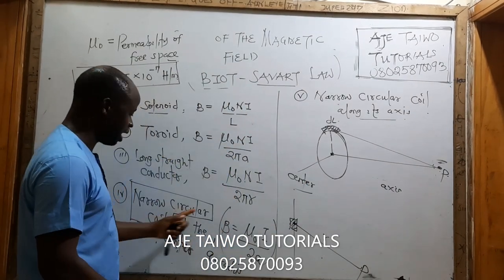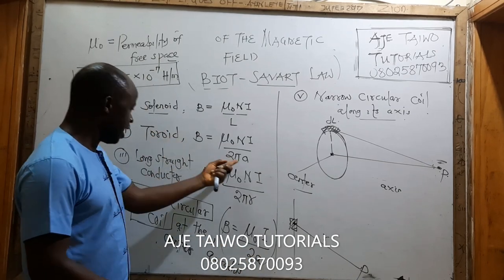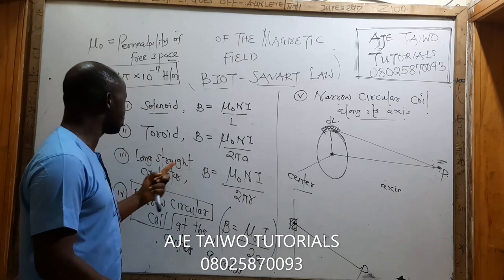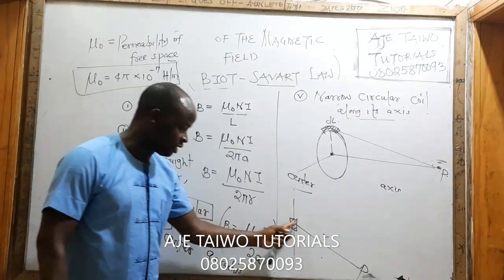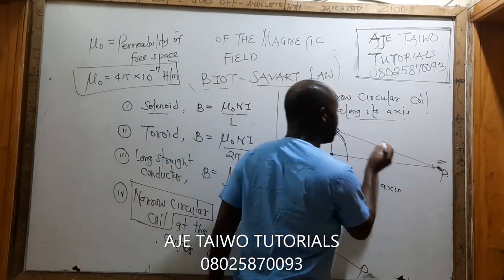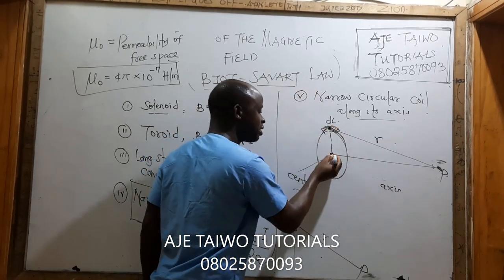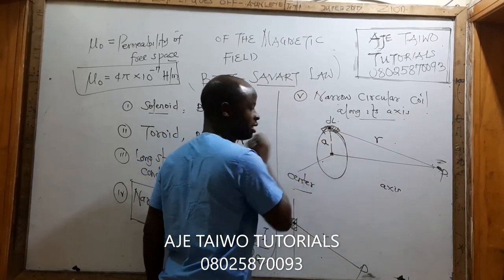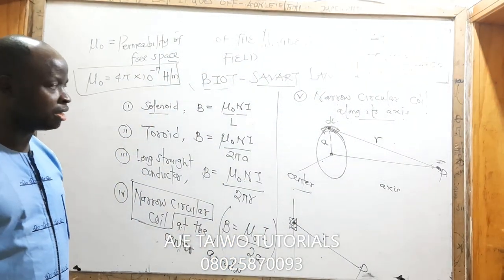When you see circular, you know that anything here is radius. When you see toroid, it's also circular. A is radius. When you see a long straight conductor, you know that R is not a radius. It's just a length, the distance from here to here. So the distance of this conductor to any point here, call it R. Distance from here to the center of the circle, call it A.